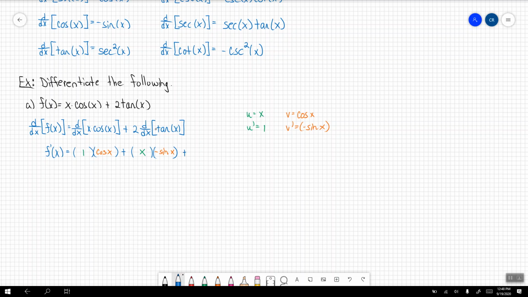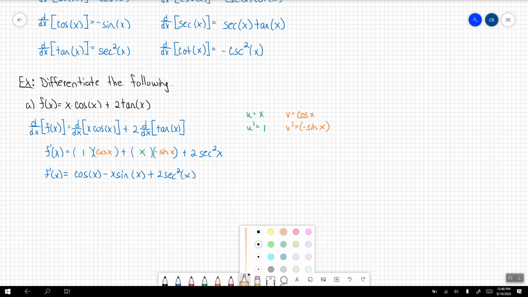And then plus 2 times the derivative of tangent. The derivative of tangent, as we can see from above, we get secant squared of x. Now, if we simplify this as much as possible, we get that f prime of x is going to be equal to cosine of x minus x times sine of x plus 2 times secant squared of x. And there we have it. This is the final answer for that derivative.